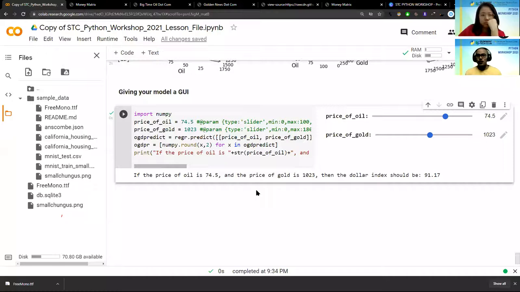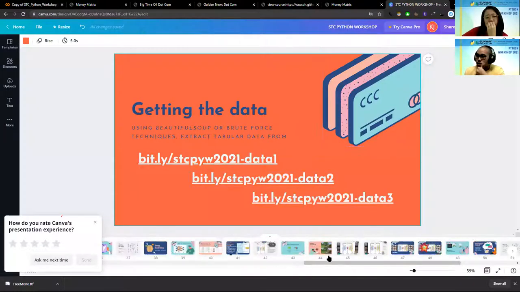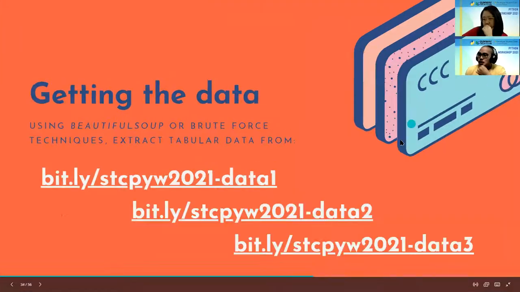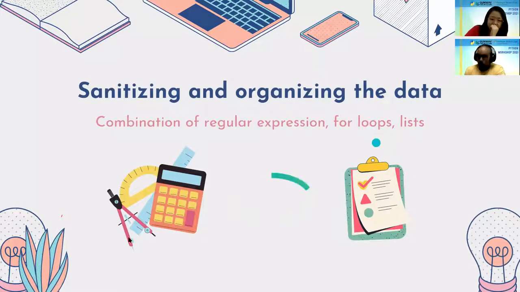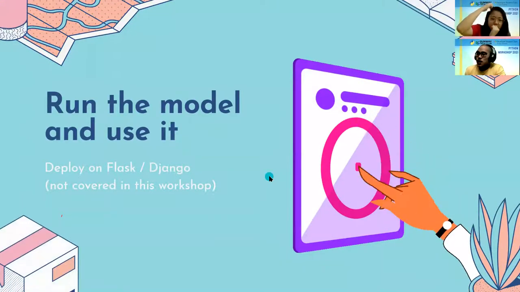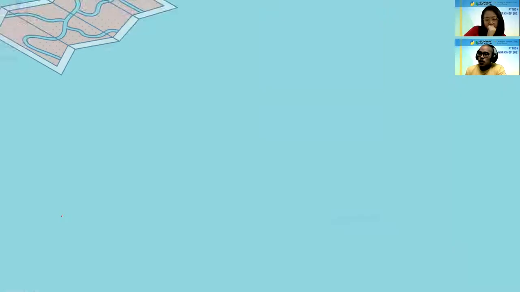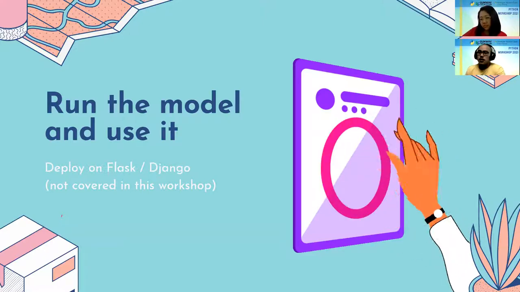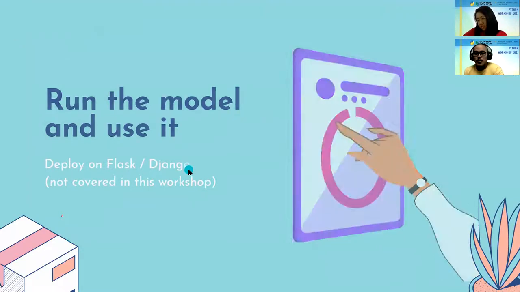I'm sorry if it's a little too fast, but we've got plenty of time in Q&A to take your questions. The next bit, of course, is after you're done with this, back to the slides. After that, we did sanitize the data, we did run the model, but there are better ways of running it. You could use Flask, you could use Django, but that's a little too complex for today's workshop. We'll give it a miss.